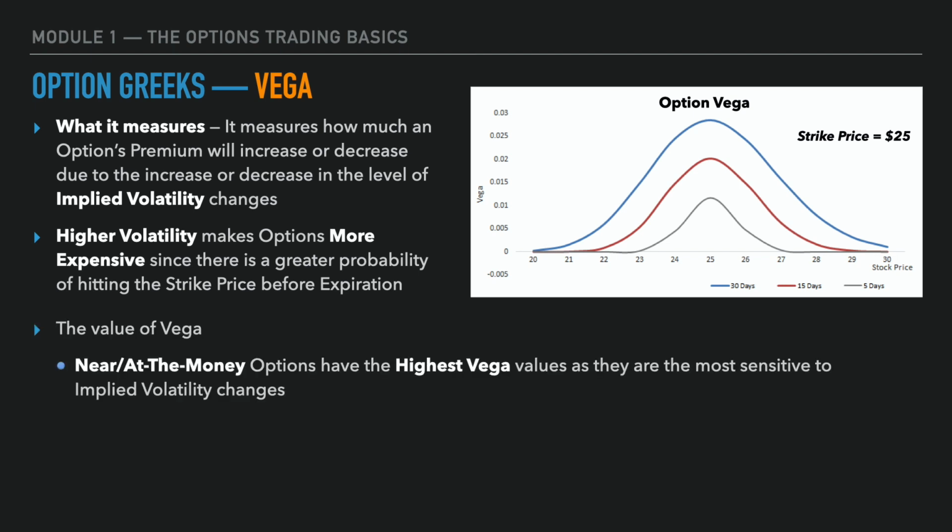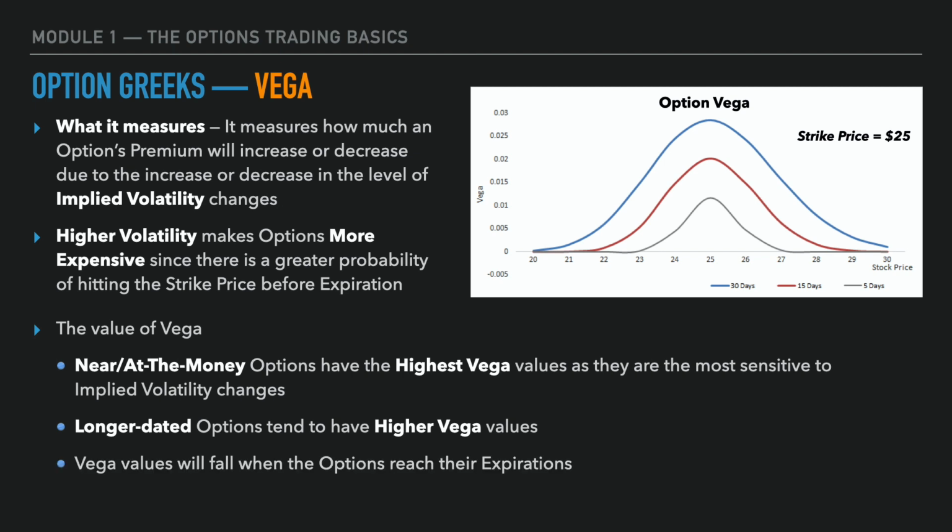When options are near the money or at the money, they have the highest vega values because they're the most sensitive to implied volatility changes. Longer dated options tend to have higher vega values than those which are near the expiration month. In other words, the value of vega will fall when the options approach their expirations.